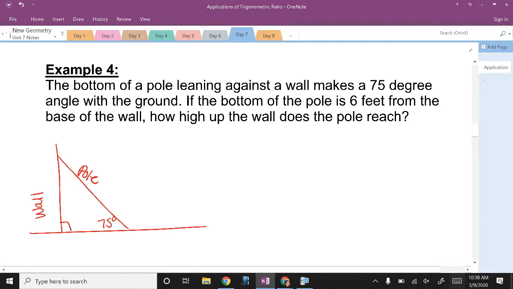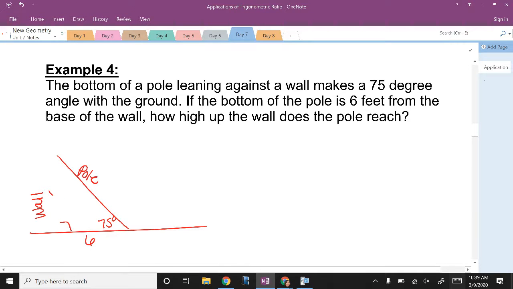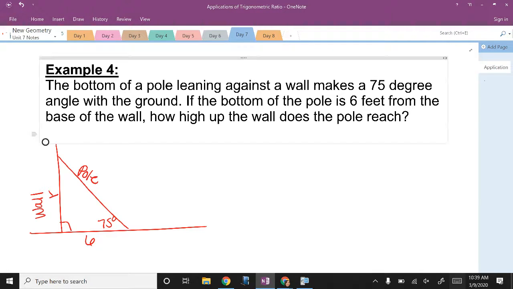It says the bottom of the pole is 6 feet from the base of the wall. Where's that at? Right here. Y'all agree? So that's 6 feet. How high up the wall does the pole reach? So I'm looking for this length. Y'all agree?